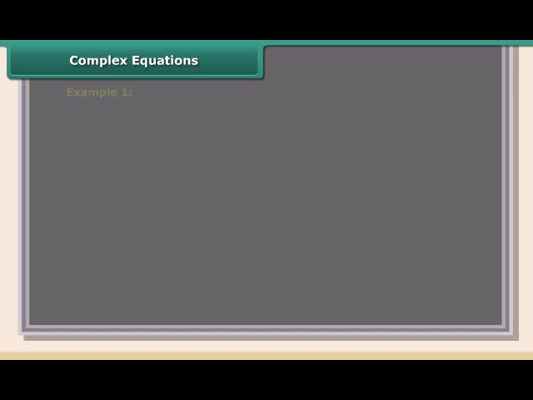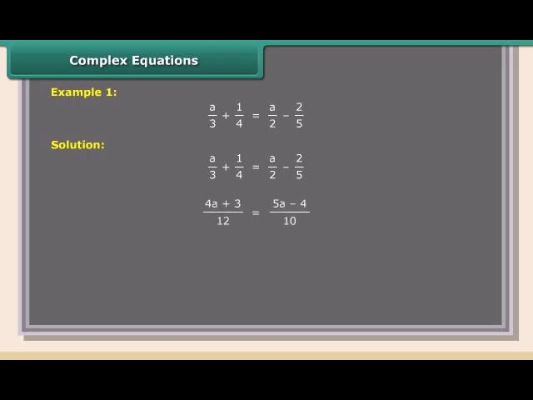Complex equations. Example 1. a/3 + 1/4 = a/2 - 2/5. Solution. a/3 + 1/4 = a/2 - 2/5, so (4a + 3)/12 = (5a - 4)/10. Simplify both RHS and LHS.